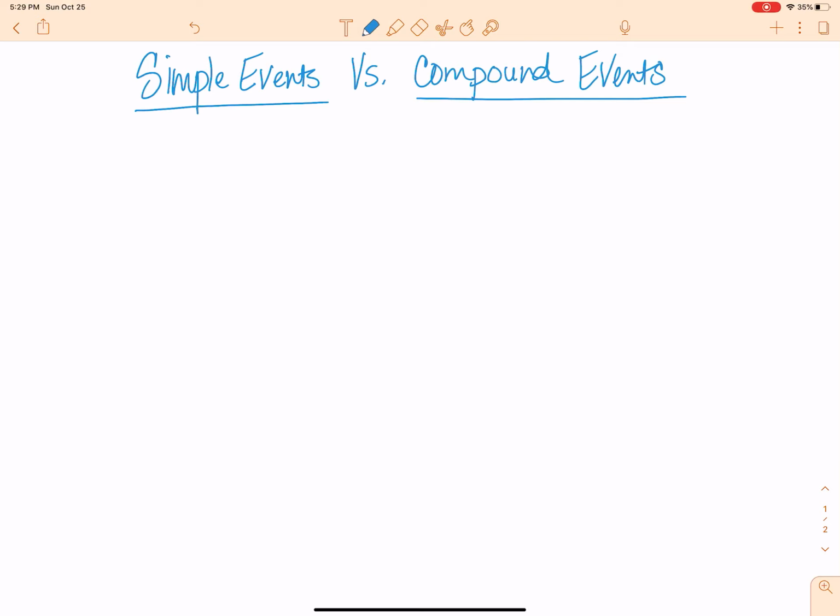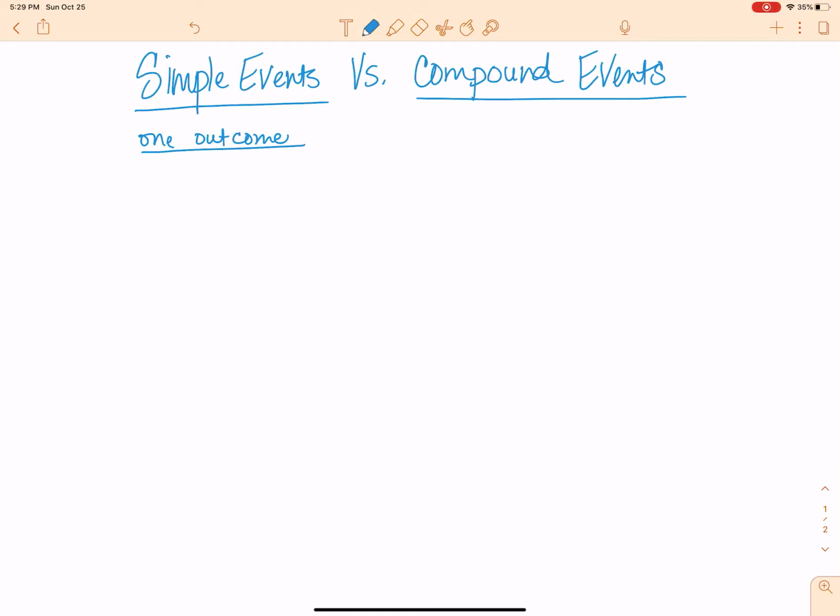Okay, AP Stat babies, let's talk about this idea of simple events versus compound events. What does this mean, Ms. Griggs? Well, a simple event implies that we are dealing with one outcome. So again, what would that look like? The best way to describe one outcome is to give you some examples, because basically it just means that we have a simple or single event.